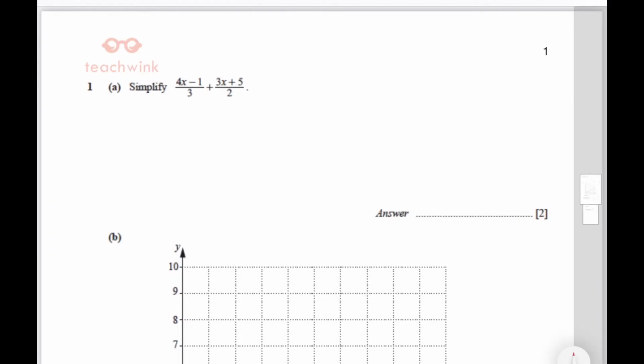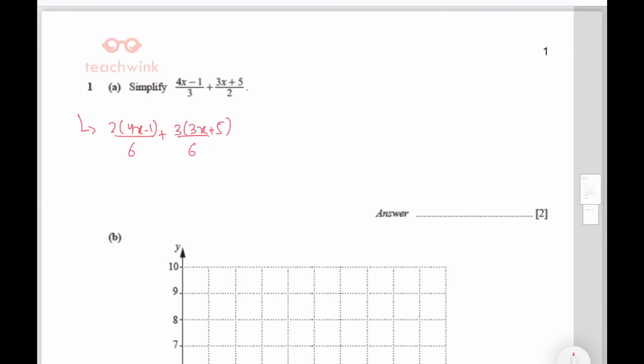The question says simplify (4x minus 1) over 3 plus (3x plus 5) over 2. The first step is to find the LCM. Since 3 and 2 have a common multiple, that is 6, you decide 6 to be the LCM for both the fractions. Since 3 is the denominator for the first fraction, you multiply the numerator with 2. And since 2 is the denominator for the second fraction, you multiply the numerator by 3.